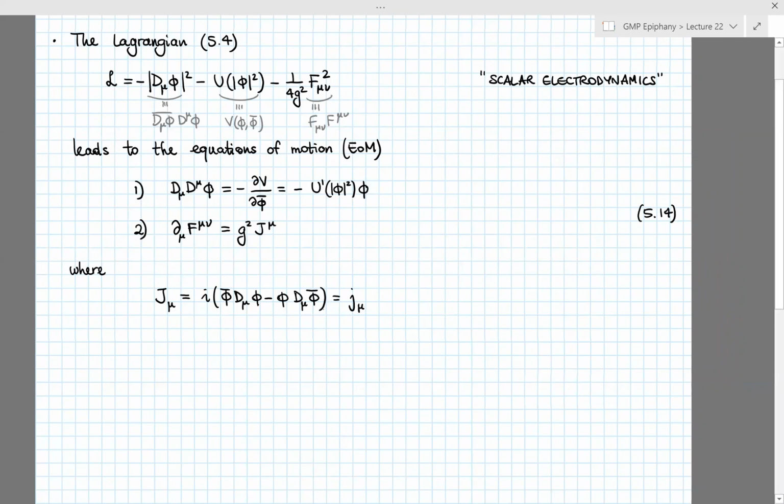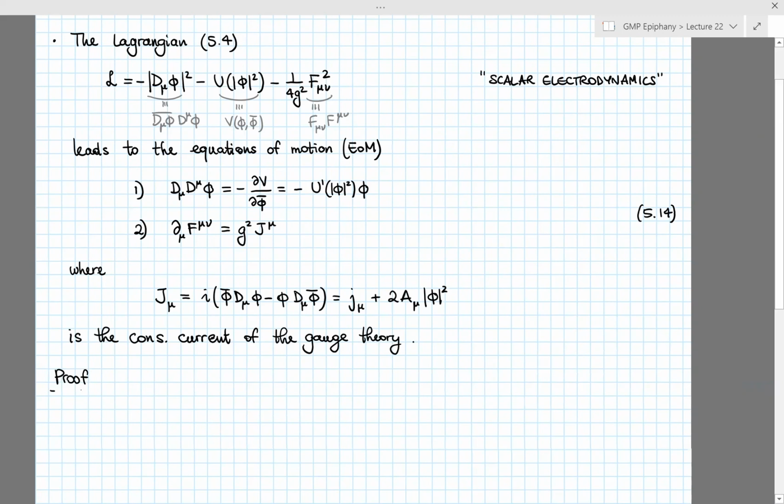That involved ordinary derivatives, but now there are the covariant derivatives, so there is a correction term, which is plus 2 A^mu absolute value of phi squared. And this is the conserved current of the gauge theory. I'll leave the proof of this as an exercise. This is exercise 5 in the problem sheet. It's just a matter of applying Euler-Lagrange equations and then checking the conservation of current.